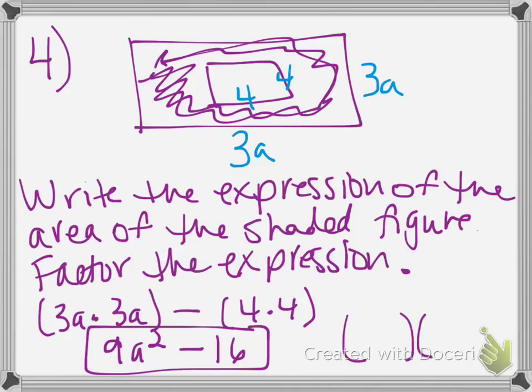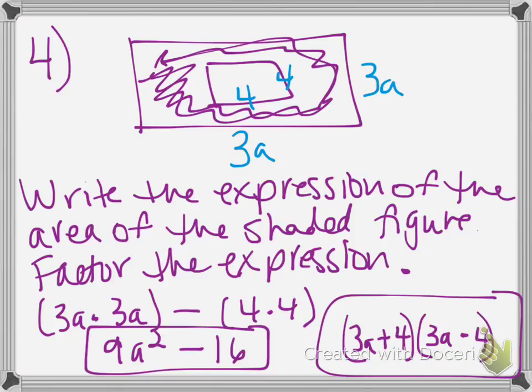So again, two binomials, because it is a difference of two perfect squares. 9a squared is perfect, and so is 16, and it's being subtracted. So the square root of 9a squared is 3a. Oh, and let me go ahead and do my plus minus. And then the square root of 16 is 4. So then I get 3a plus 4 and 3a minus 4 as factoring that expression.